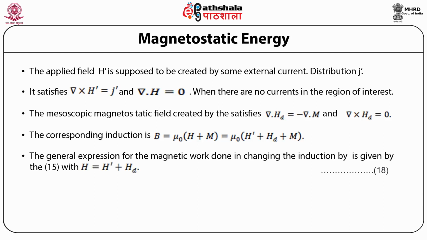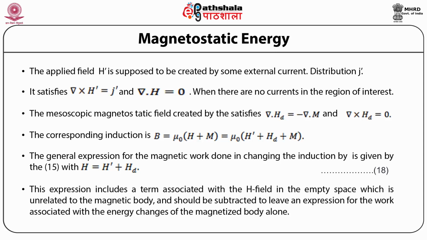The general expression for the magnetic work done in changing the induction by delta B is given by equation 15, with H equal to H prime plus Hd. This expression includes a term associated with the H field in the empty state, the integration over mu 0 H prime dot delta H prime d cube r, which is unrelated to the magnetic body and should be subtracted to leave an expression for the work associated with the energy changes of the magnetized body alone.